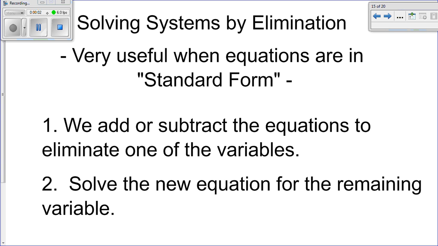Okay, hey everyone, we're starting our section here on solving systems by elimination. This is our third and final method of doing this. So as we go through, this will round out how we're going to solve systems.